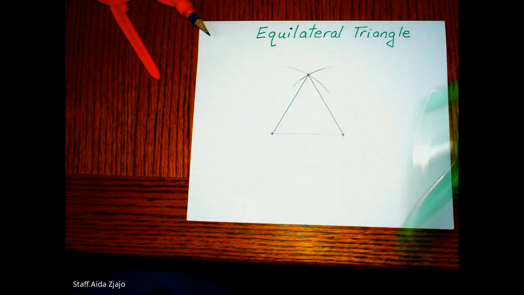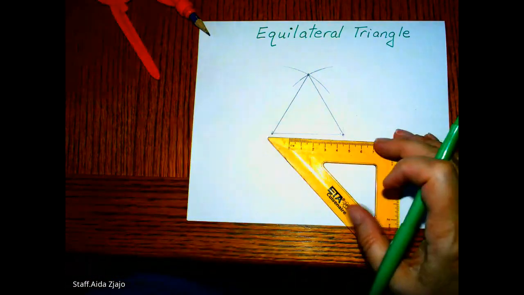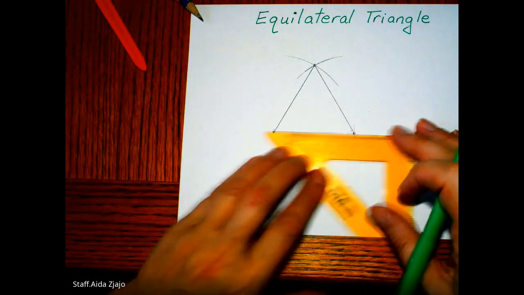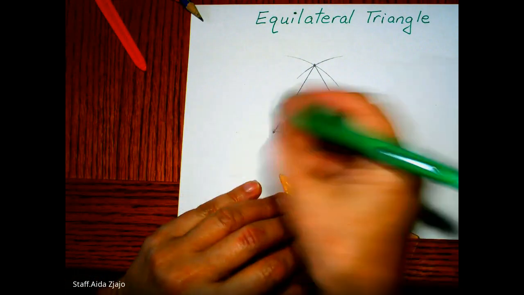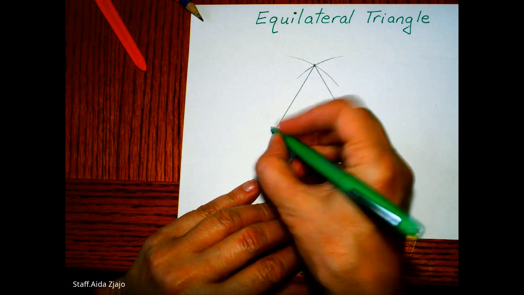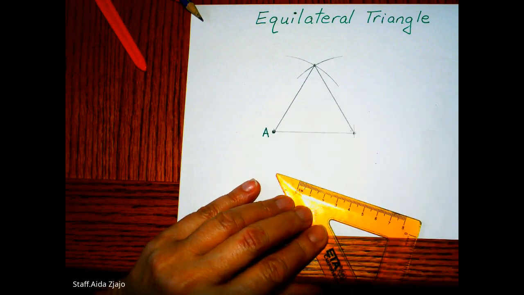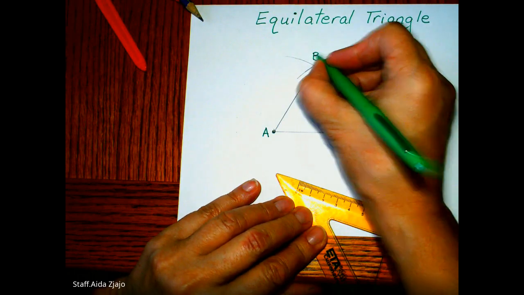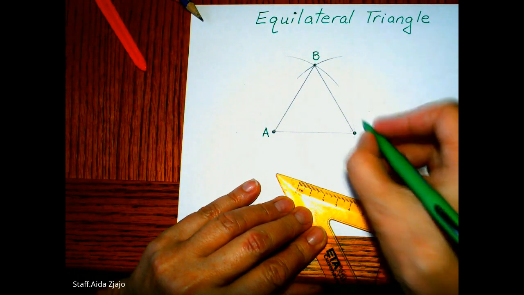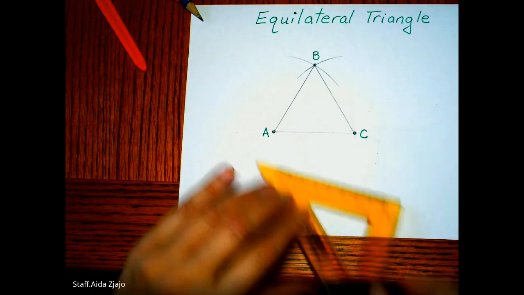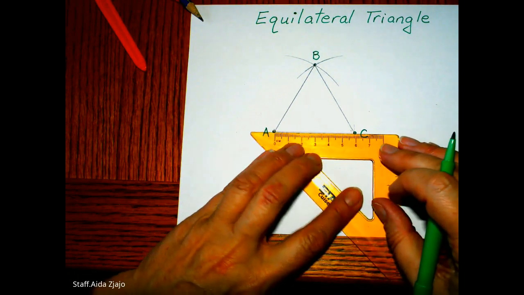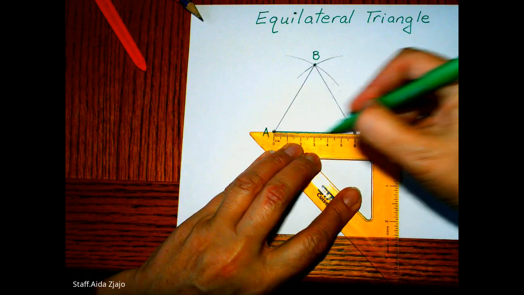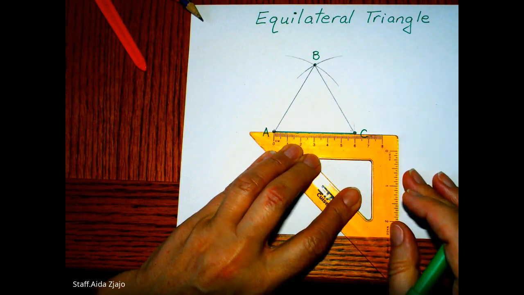I can make sure if I take my compass and enlarge it a little bit. Let me see if I can do that. Okay, I can label this as point A, and this to be point B, and this will be my point C. Okay, I'm going to take my ruler and I will measure to see that it's exactly 6 centimeters.